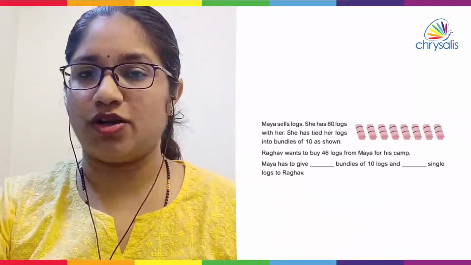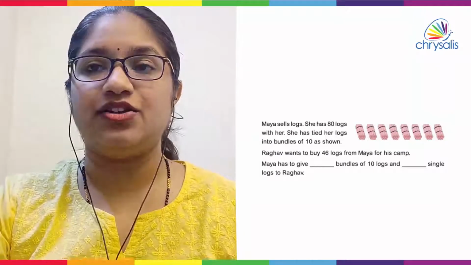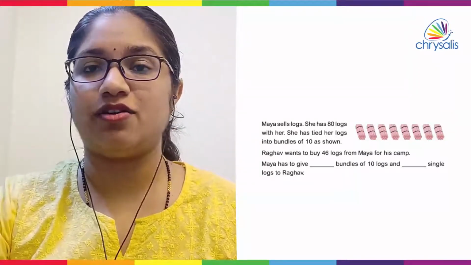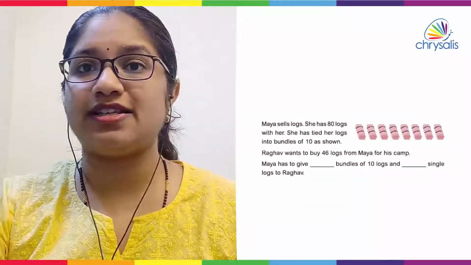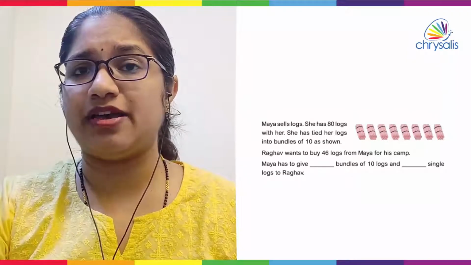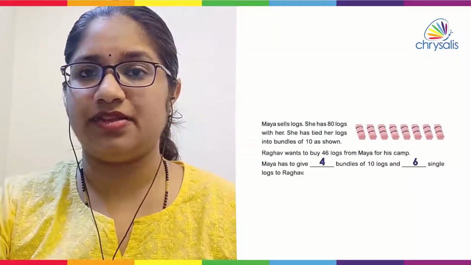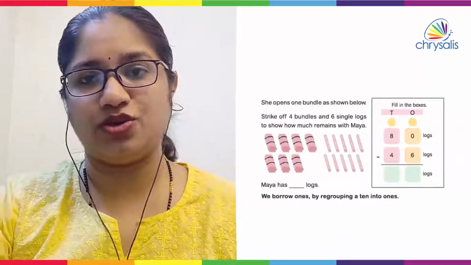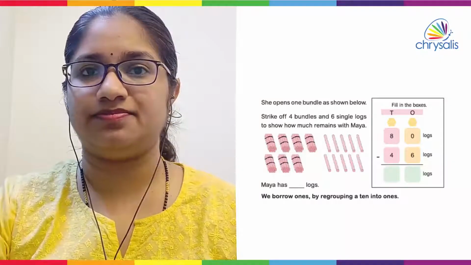Maya sells logs. She has 80 logs with her. She has tied her logs into bundles of 10 as shown. Raghav wants to buy 46 logs from Maya for his camp. Maya has to give 4 bundles of 10 logs and 6 single logs. Now, Maya does not have any single logs, right? So she opens one bundle as shown. Now she has 10 single logs.